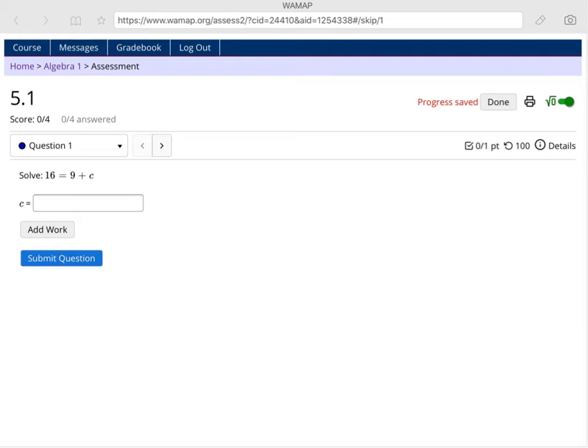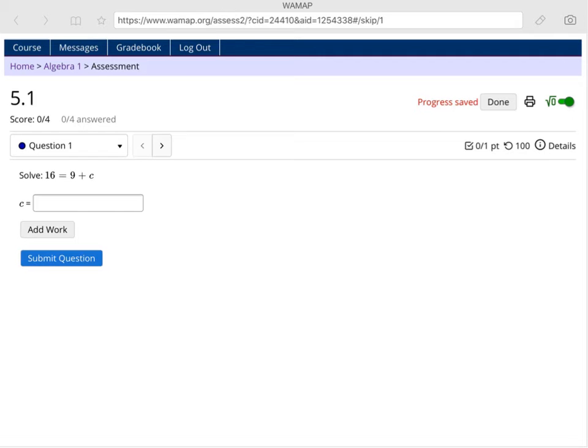And so 16 minus 9 is going to give me 7. 9 minus 9 over here on the right side, notice, is 0. And so it'd be like 0 plus C. But of course, we don't have to write 0 plus C. We just say, oh, 0 plus anything is itself. So it's just C. And so notice then, 7 equals C. That is my final answer. So I just type in 7 is my answer and submit it.